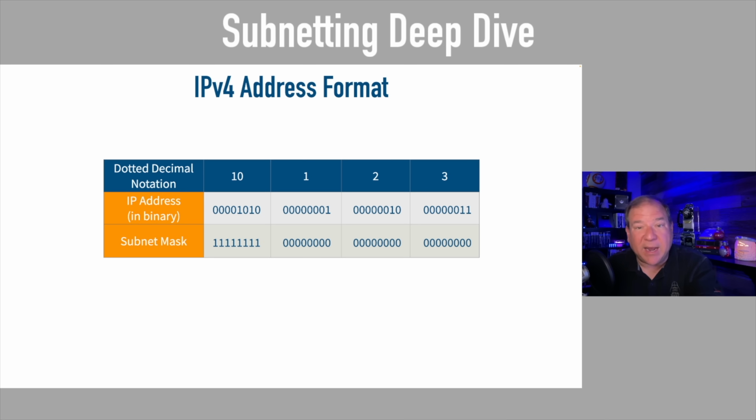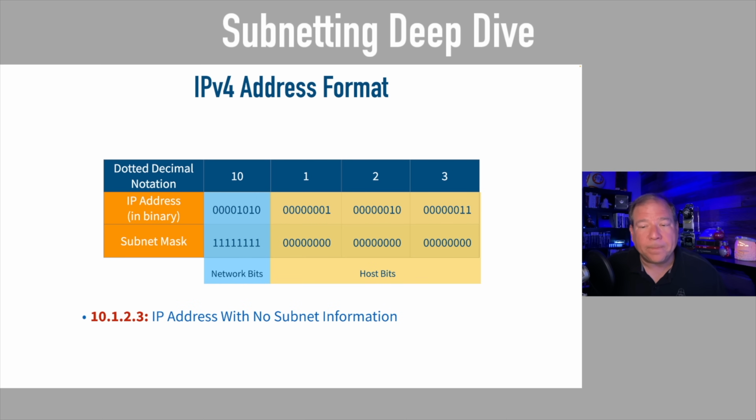So here I've got 8 ones and 24 zeros. That means the first 8 bits in this address refer to the network. The last 24 bits refer to the host on that network. So in this case, I have 8 network bits, and then I have 24 host bits.